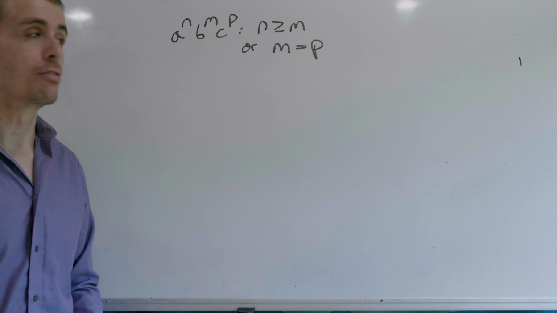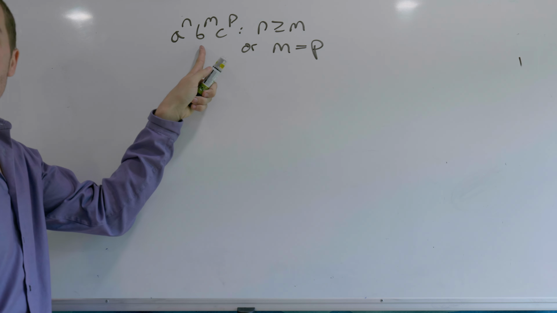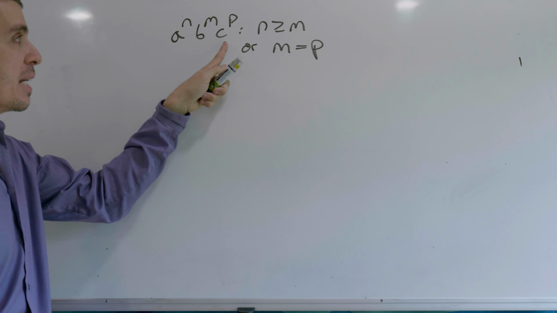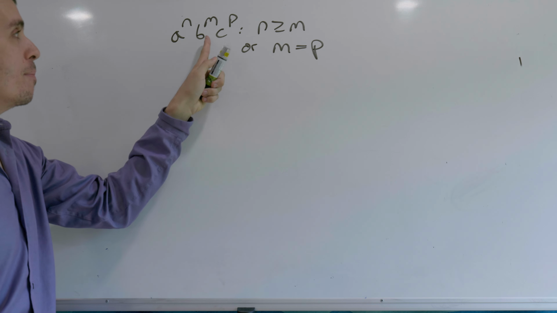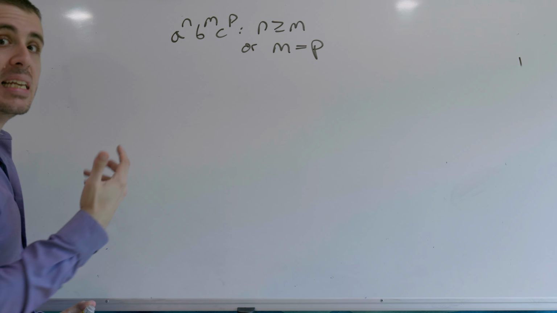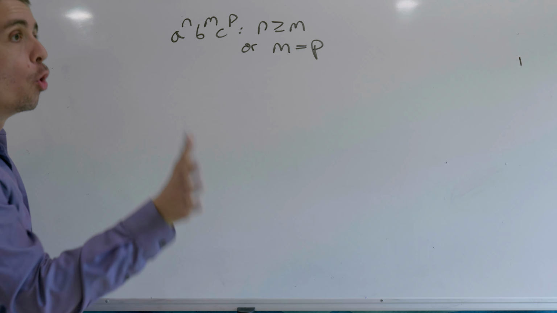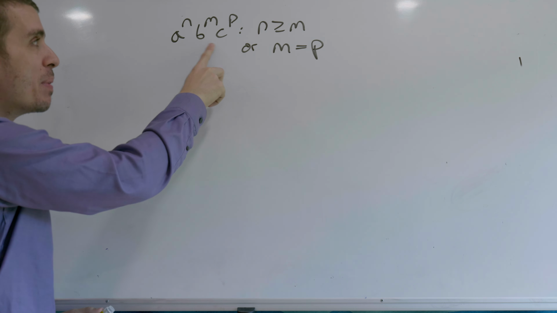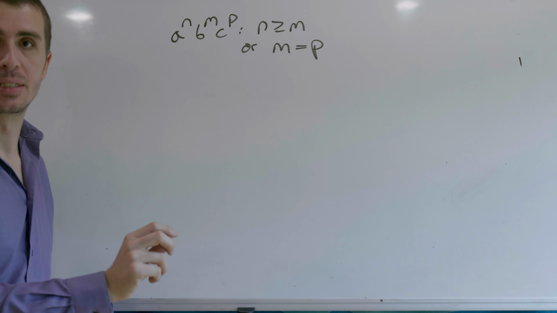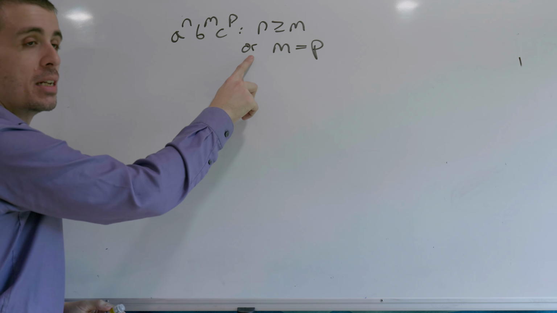Okay, let's make a context-free grammar for this language, which is the set of all strings a to the n, b to the m, c to the p, where n is at least m, or m is equal to p. So in other words, it is either the case that the number of a's is at least the number of b's, or, and it could be false under the first condition, the number of b's is equal to the number of c's. So we can think of this as two independent problems that are connected by or.